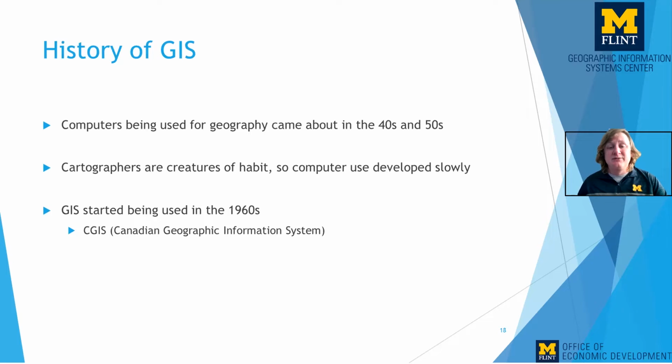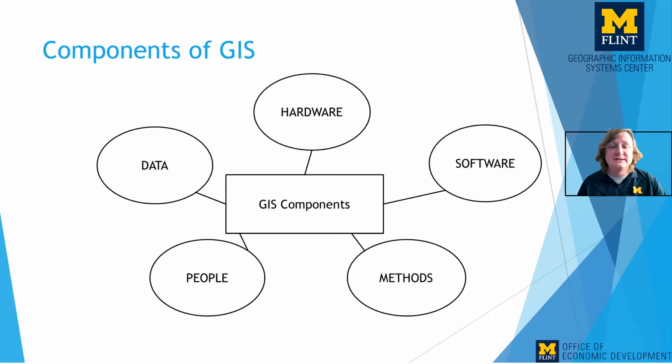GIS started being developed as computers developed. So the first one was created in the 1960s as the Canadian Geographic Information System. And as computers have developed, so has GIS. There's five main components. First, the hardware. So your computer, your laptop, your GPS unit, the satellites themselves that go into GPS.